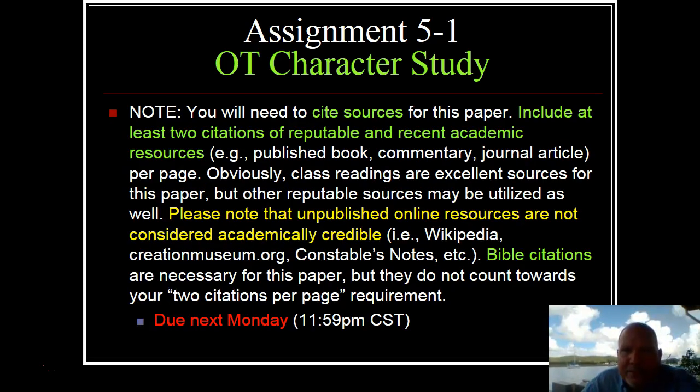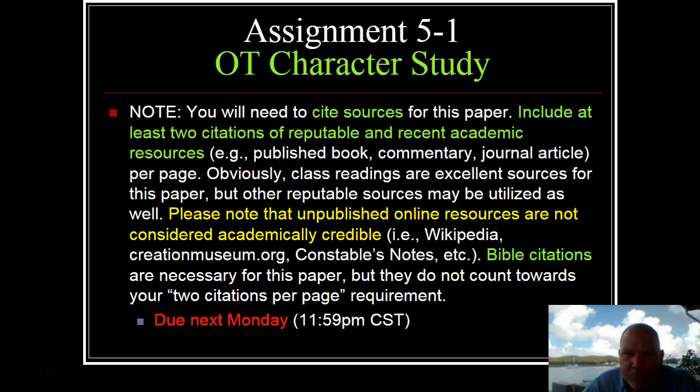Note, you will need to cite sources in this paper. So I am looking for biblical support. I am looking for support from your primary textbooks, and I'm looking for outside academic research. So include at least 2 citations of reputable and recent academic resources per page. That means if it's a 6-page paper, we're looking for at least 6 citations and sources.